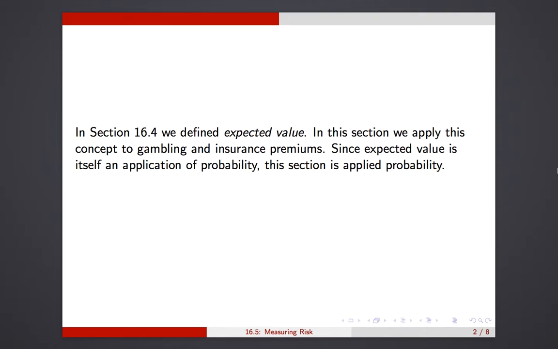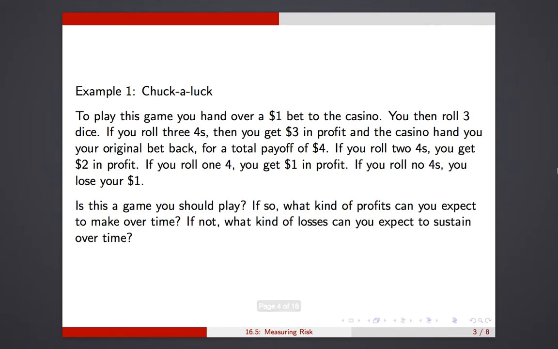In particular, in section 16.4, we defined the term expected value. In this section, we will apply this concept to gambling and to insurance premiums. Since expected value is itself a probabilistic idea, this section is essentially just applied probability. So in this video, I'm just going to show you two examples. They are both essentially contained inside your book, and there's nothing new in this section really. It's just an example-driven section, just applying expected value. So let's start with our first example.